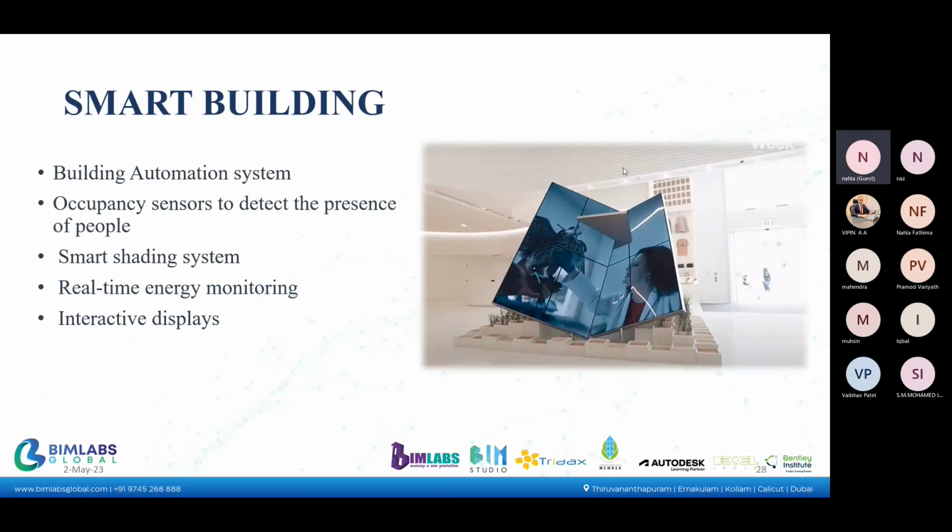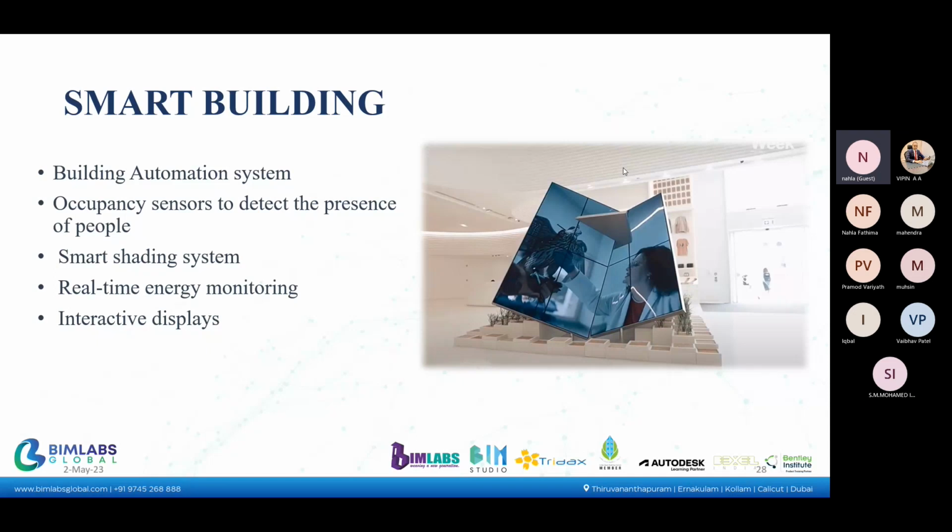Okay. Now I'm going to discuss certain smart building techniques. The UAE Pavilion at the EXPO 2020 incorporated several smart building functions to enhance occupant comfort, reduce energy consumption, and also improve the building's performance. So the first one is the advanced building automation system.